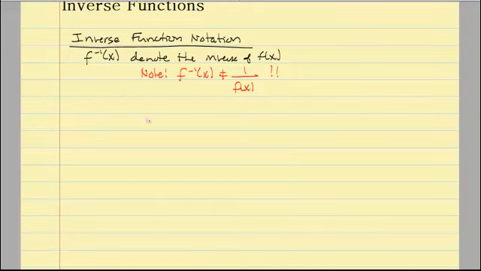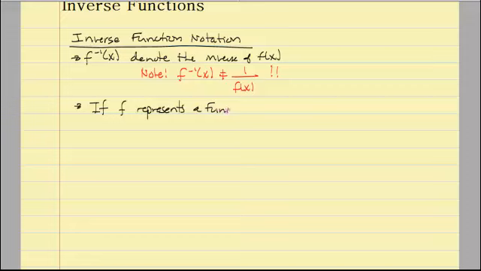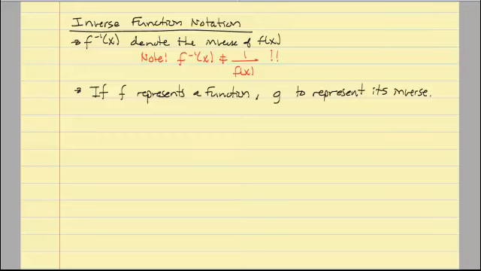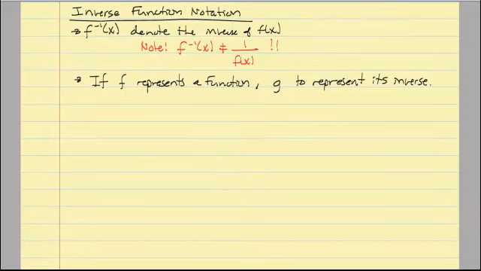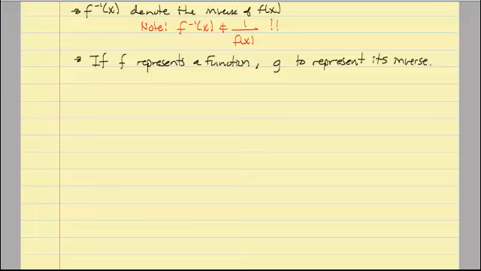Now, if f represents a function, oftentimes we use g to represent its inverse. So if you see functions running around like f and g, you know that g is the inverse of f, and we'll learn that pretty soon, vice versa, that f is the inverse of g as well. Let's go ahead and look at properties of inverse functions.